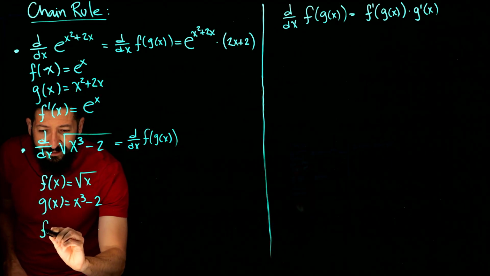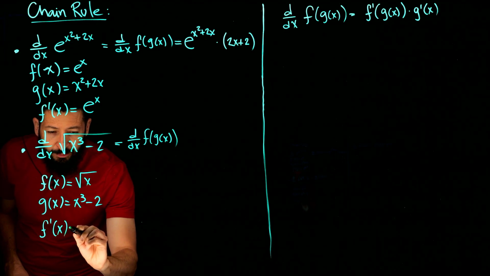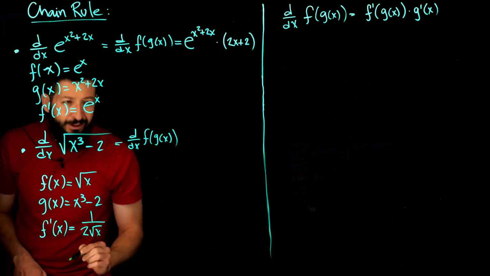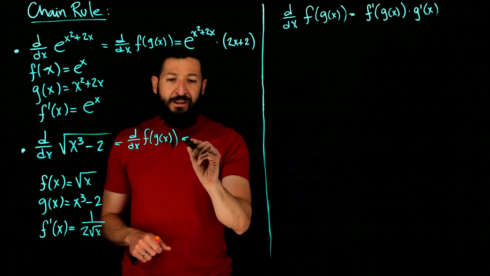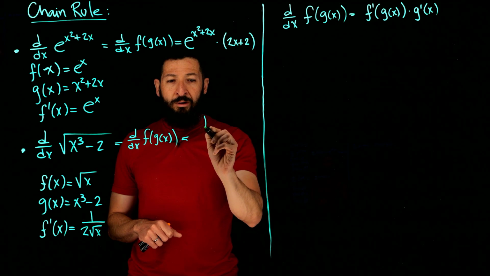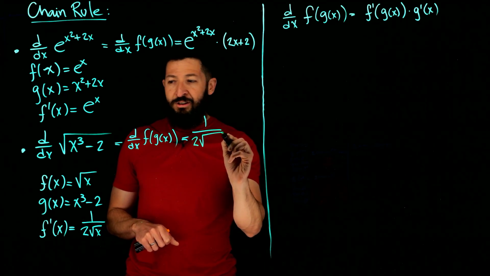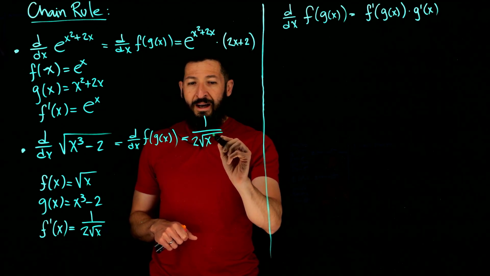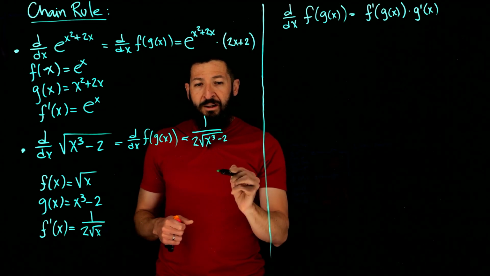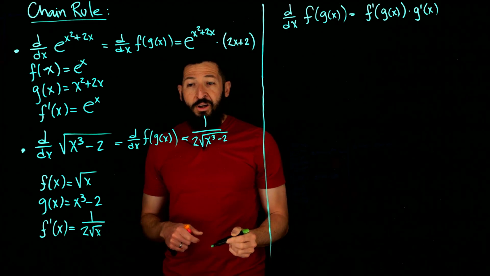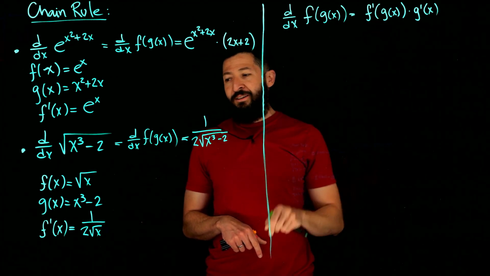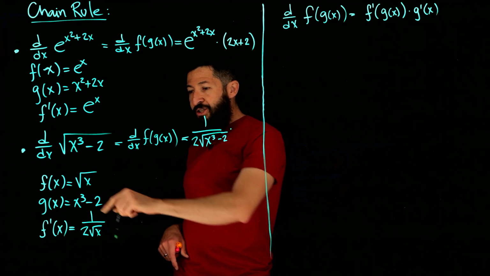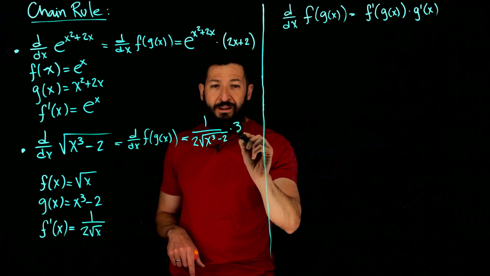So let's take a look at this one right here. The derivative of f, as I told you before, is 1 over 2 square root of x. So you would think, naively, that the derivative of this would be 1 over 2 square root of x cubed minus 2. And you'd say, okay, I leave it at that, right? No, that is your term f prime of g of x. You still need to multiply times the derivative of g, which in this case is 3x squared.